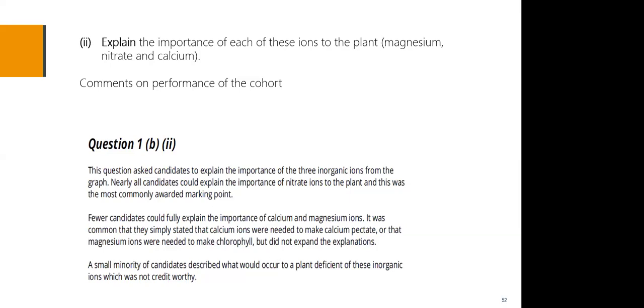So, for instance, this is an examiner's report on the performance of a cohort answering this particular question. Candidates were asked to explain the importance of the 3 inorganic ions from the graph. Nearly all candidates could explain the importance of nitrate ions. Fewer could explain the importance of calcium and magnesium. Some didn't expand the explanations. And a small minority of candidates described what would occur to a plant deficient of these inorganic ions, which was not credit-worthy.